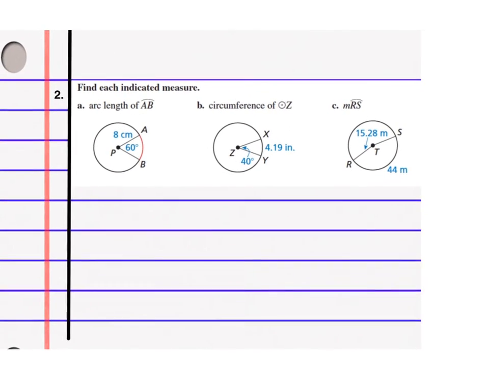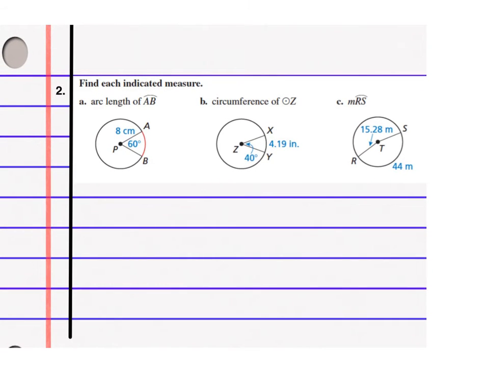All right, number 2, find each indicated measure. So number 1, find the arc length of AB. So that's kind of this red arc length of AB. So I'm going to take my arc length formula, S equals M over 360, pi times diameter. That's my preference to use that one.